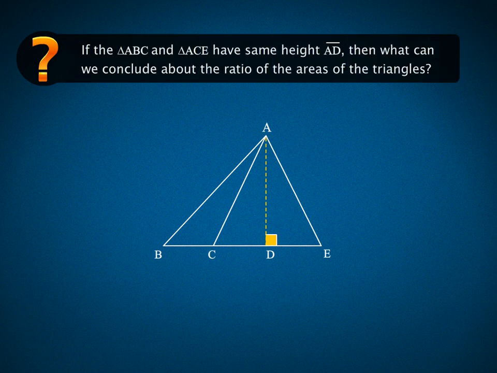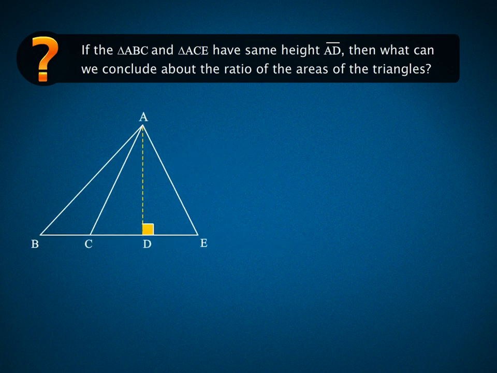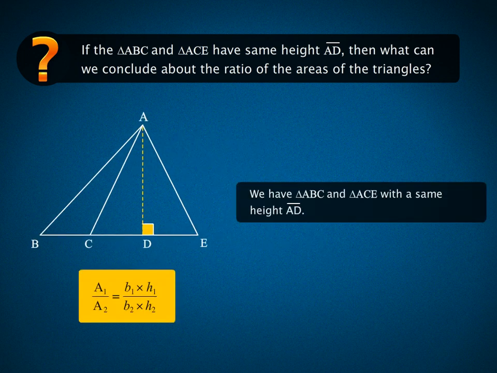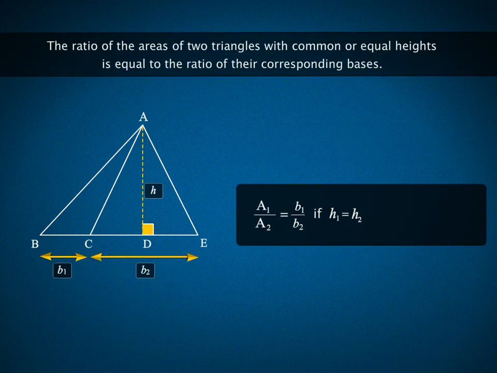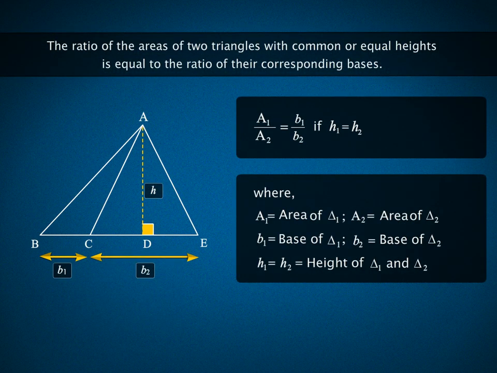Now, if two triangles ABC and ACE have the same height AD, then what can we conclude about the ratio of the areas of the triangles? Now use the property of ratios of areas of two triangles. We get the ratio of area of triangle ABC and triangle ACE with the same height AD is equal to the ratio of their corresponding bases. Therefore, we can say that the ratio of the areas of two triangles with same height is equal to the ratio of their corresponding bases as shown.